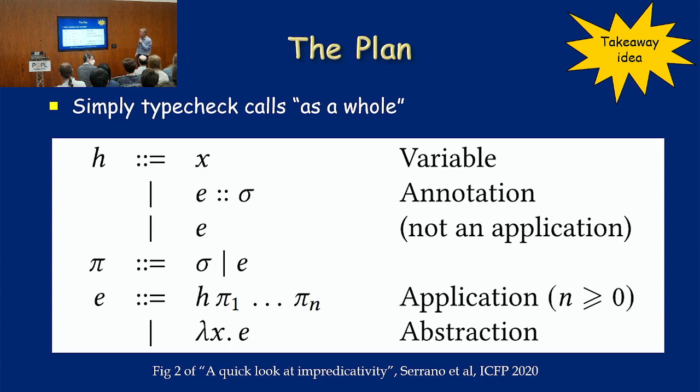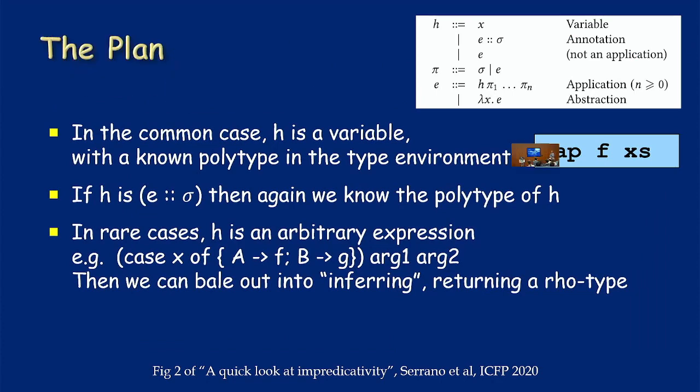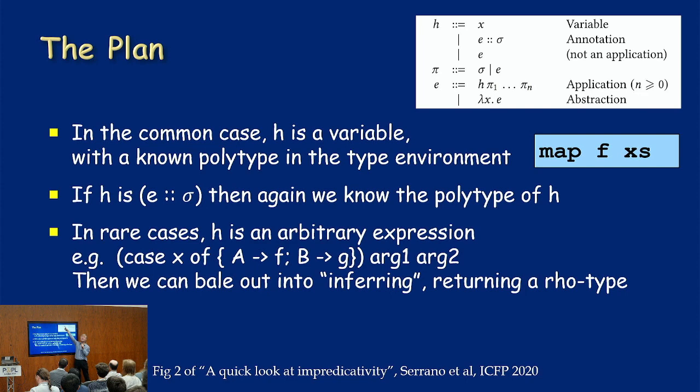And once you've got that syntax of expressions, now we can say, well, in the common case, very commonly, in like 99% of all applications, the h thing turns out to be just a variable. There's a function at the head of most application chains. And when it is a variable, we know its polytype. It's in the type environment. Because remember, gamma has bindings of variables to their polytypes with all their quantifiers, gloriously decorating them, right?